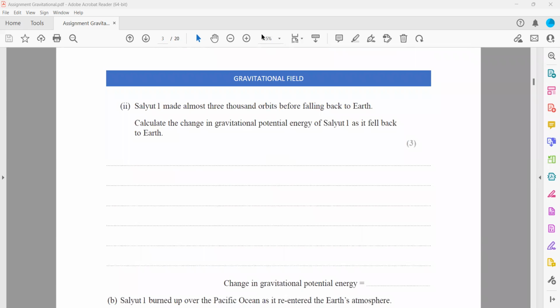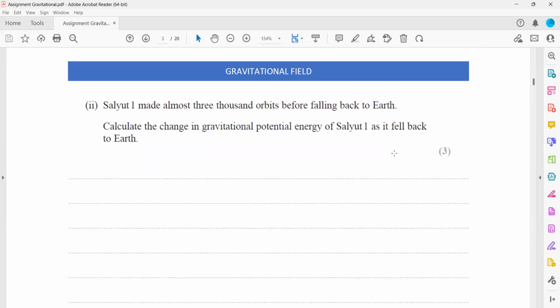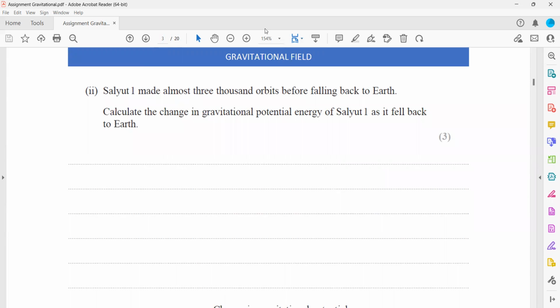Then, Salyut 1 made almost 3000 orbits before falling back to Earth. Calculate the change in the gravitational potential energy as it falls back to the Earth. So as it falls back to the Earth, basically what we will do, like this is our Earth.